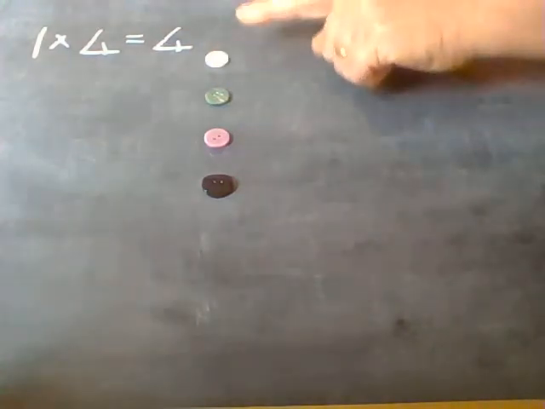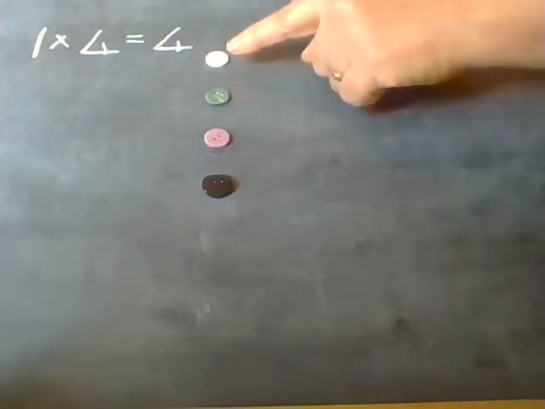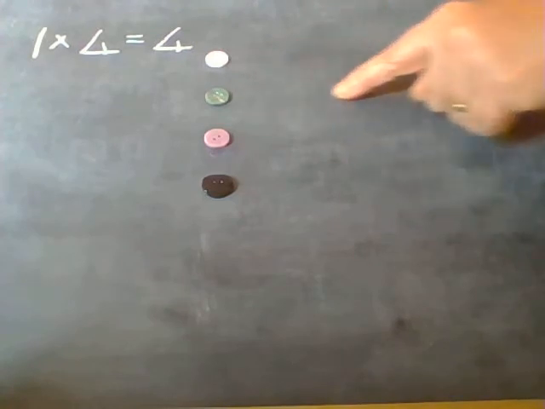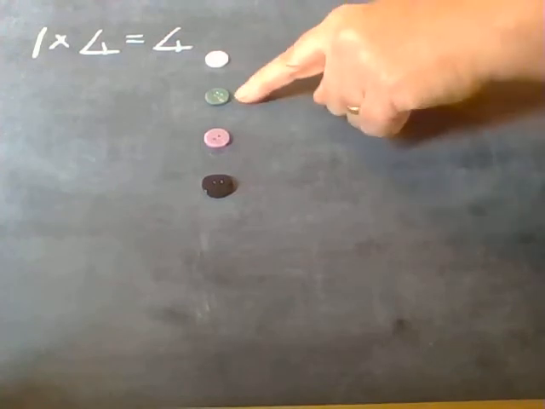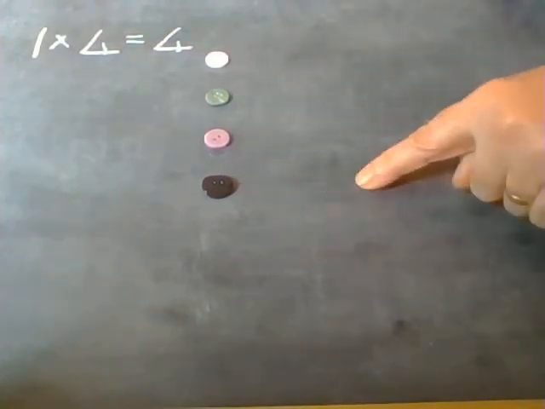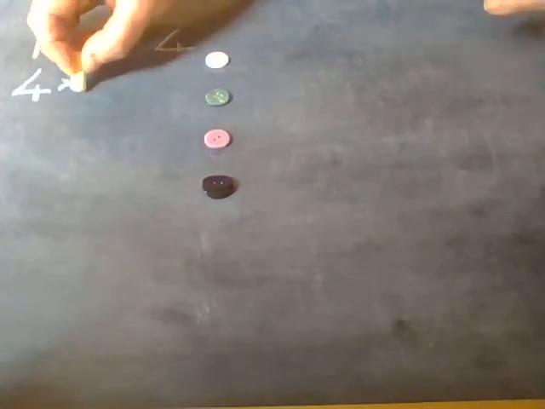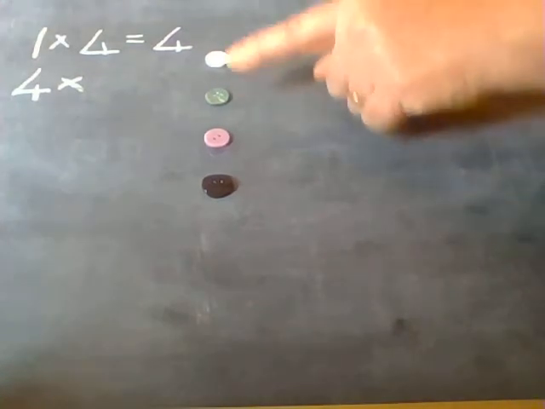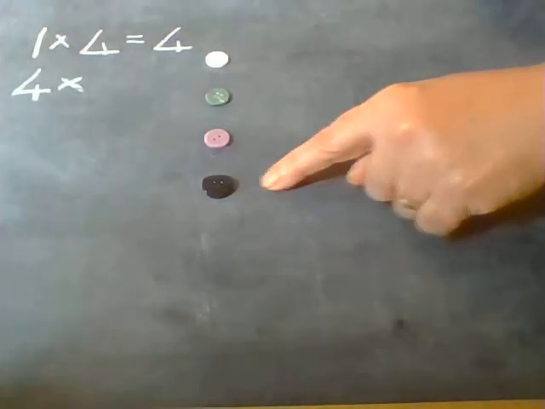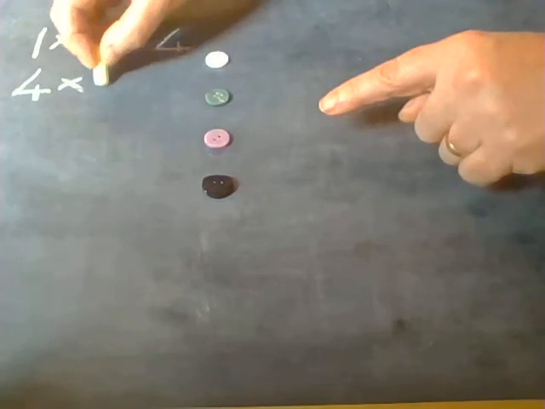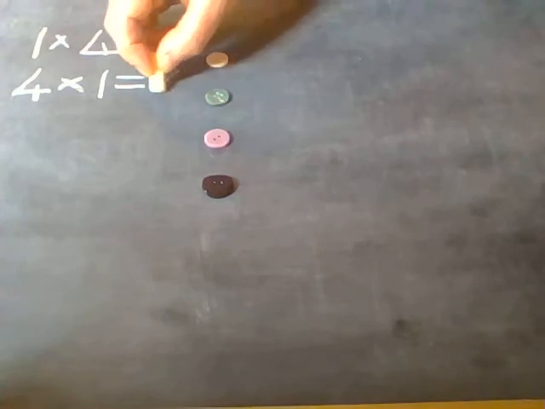But there's another way of looking at my array of buttons. At the moment, I was looking at them in one column, but I could see them in rows instead. And if I imagined them in rows, I'd be thinking, oh, I've got 1, 2, 3, 4 rows. So that's 4 times how many buttons in each row? Well, in this row there's 1 button. In this row there's 1 button. In this row there's 1 button. And in this row there is also 1 button. So I can say 4 times 1, so that's 4 rows, each with 1 button, also gives me 4.